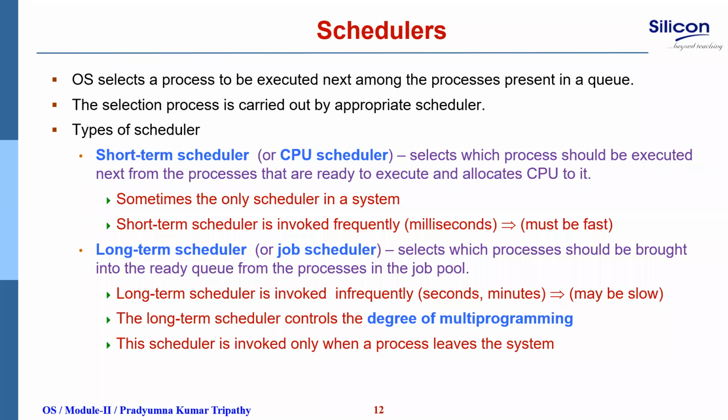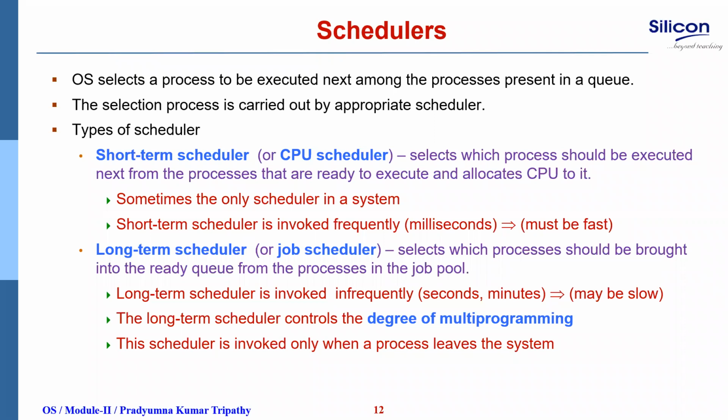The short-term scheduler executes very frequently. What is the use of this short-term scheduler? It selects which process should be executed next from the processes that are ready to execute and allocates the CPU to it. There are many processes in their ready state, all ready to execute. Among those processes, one must be selected, and control of that process must be given to the CPU.